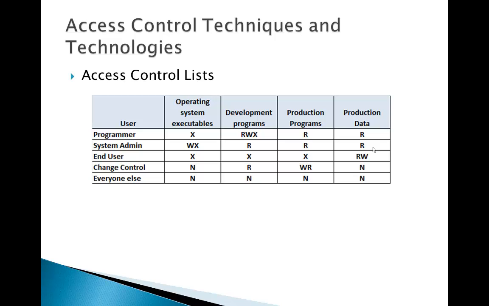Unix permissions are a very simplified form of ACL, or access control list. They have owner, owner's group, and everyone else. So it's a very simplified sort of grouping there. The access control list, for example, associated with development programs, allows programmers read, write, and execute, admins read, end users execute, because that's what end users typically do. Change control can read development programs because they have to move them into production, and nobody else should have access to development programs.